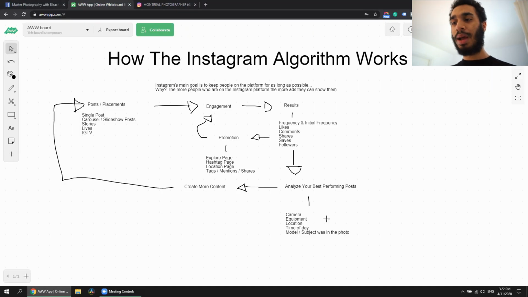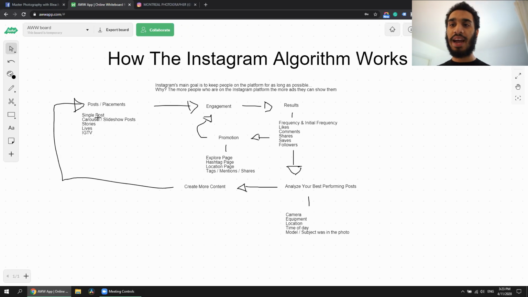I was analyzing my best performing posts, so I stopped using all the different lenses. I used the lens that got my best post. I used that lens again. I shot in similar locations, at a similar time of day, with a similar type of models. And then when I used all this at the same time, I created more content and posted on more placements. And then I got more engagement, got more results, etc.